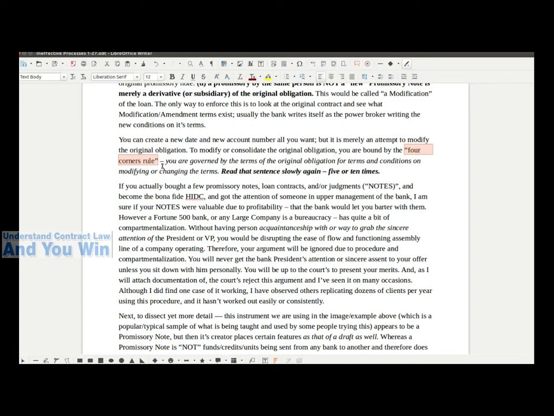But if there is a contract that is in writing, anything not in writing is not part of the contract, if that makes sense. So if people sign a contract on a document, then anything not in the document is not part of the contract. That is the four corners rule in a nutshell. Both parties are governed by the terms of the original written contract and must only refer to the written contract for the terms and conditions of modifying or changing the terms. There are some exceptions to that: if it's fraud, if there's something in there that's unconstitutional, different things like that.